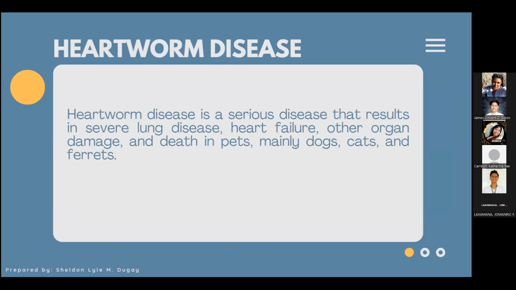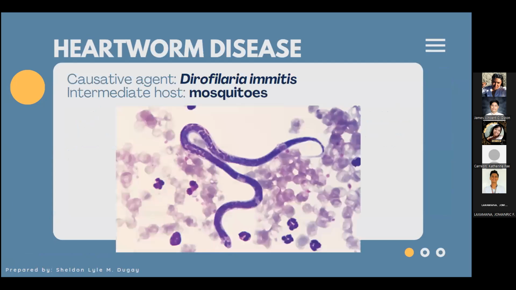And then another is heartworm disease. Ito worm na to. So heartworm disease is a serious disease that results in severe lung disease, heart failure, or other organ damage and death in pets, mainly dogs, cats, and ferrets. So yung causative agent niya is Dirofilaria immitis.